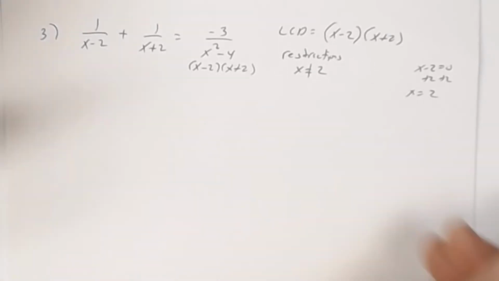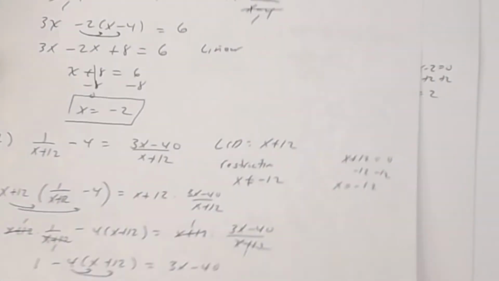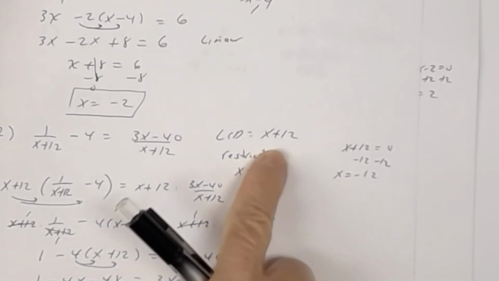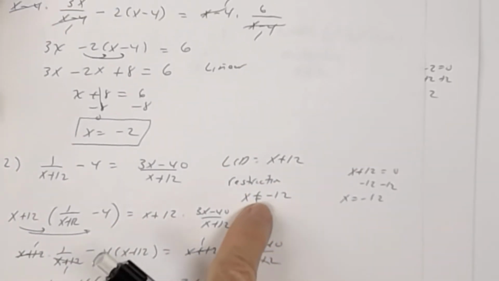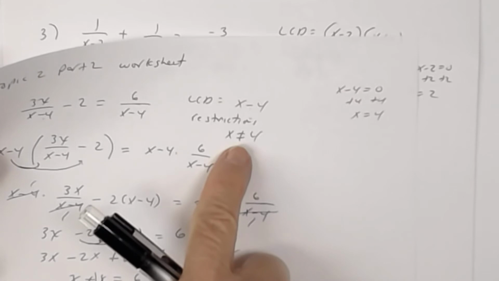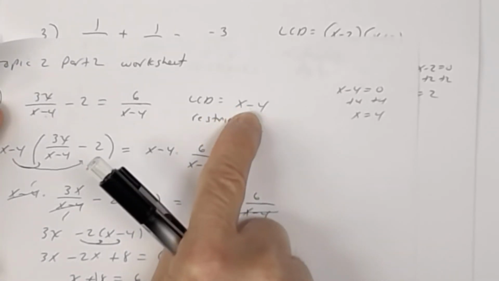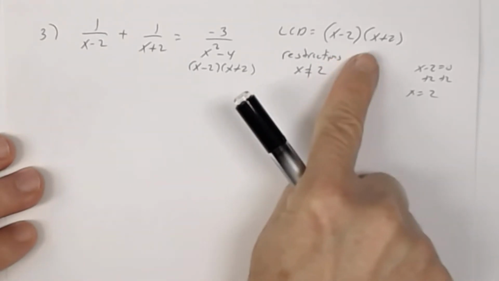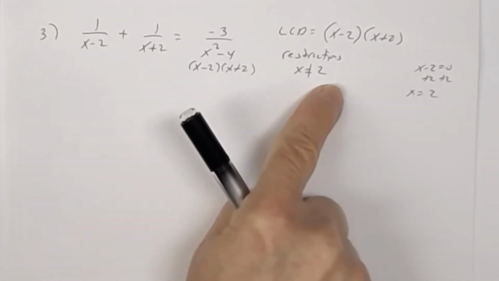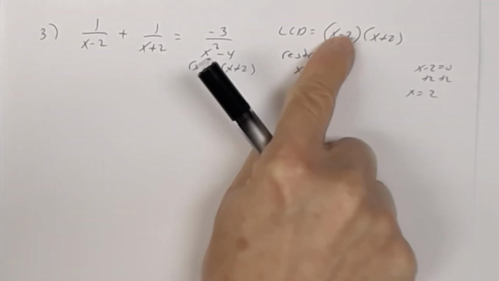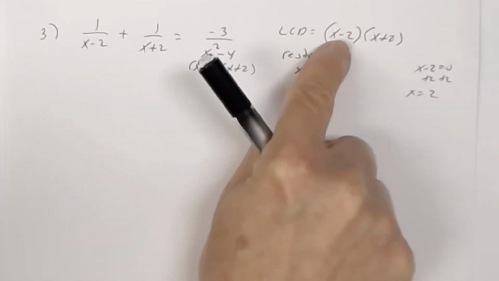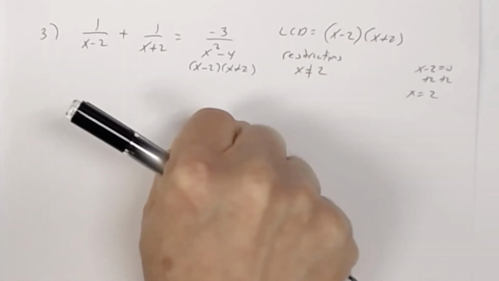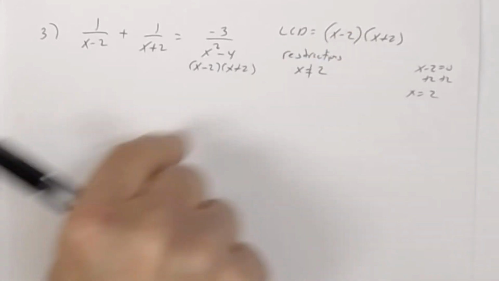But there's more than one now. So numbers 1 and 2, there was only one restriction. There was only one restriction because you only had one factor. You had one restriction here because you only had one factor as your least common denominator. Here, there are two factors. So you're going to have two restrictions. Well, let me rephrase that. You have two factors that have variables in it. So you're going to have two restrictions. And those factors are different.